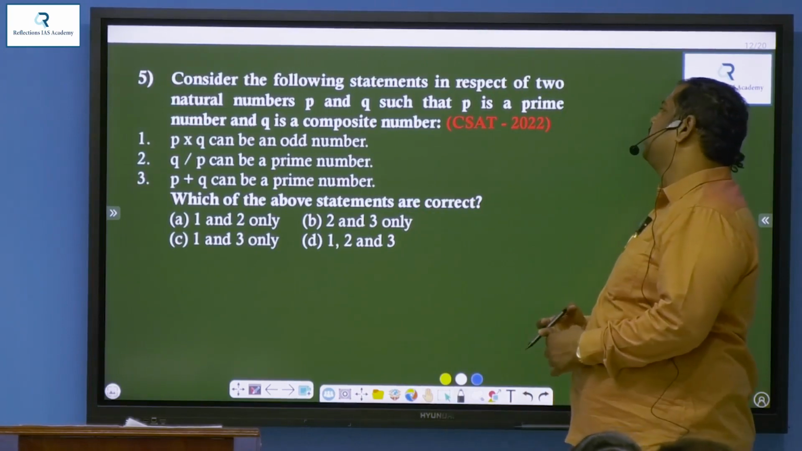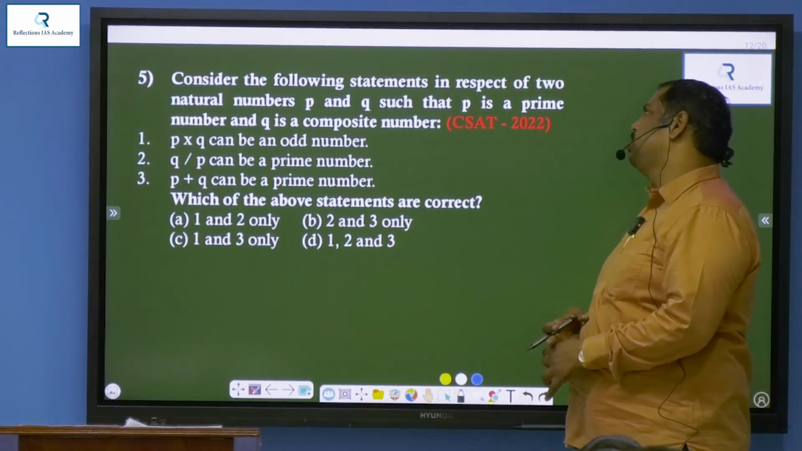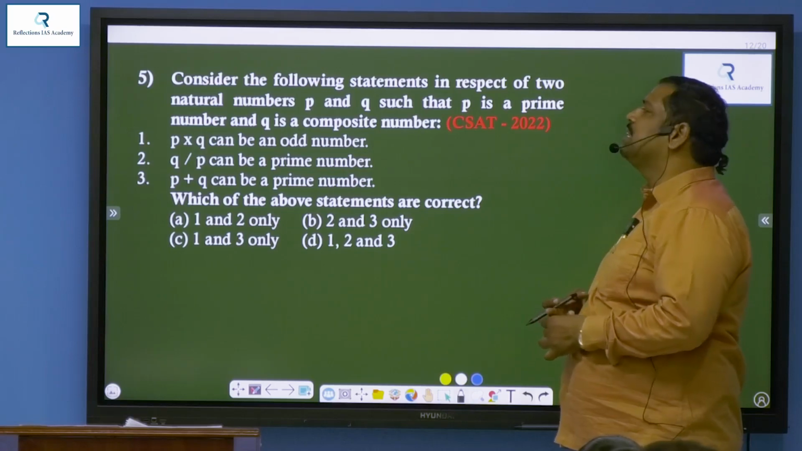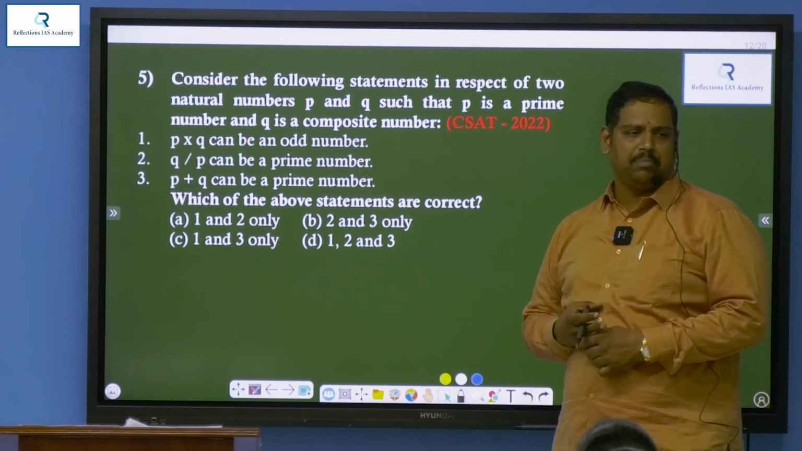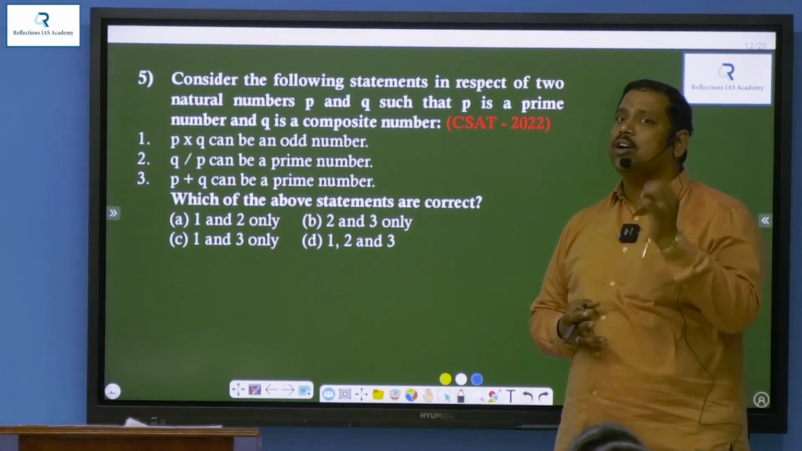Consider the following statements in respect of two natural numbers p and q such that p is a prime number and q is a composite number. What's p? P is a prime. What is q? Q is a composite.